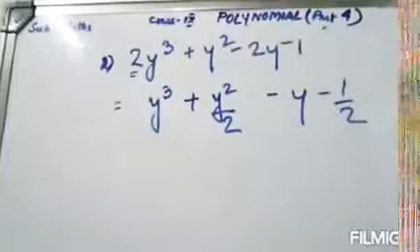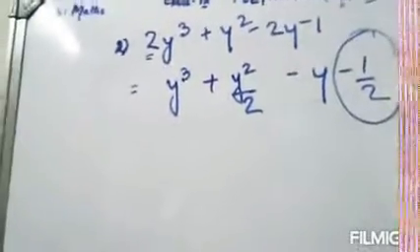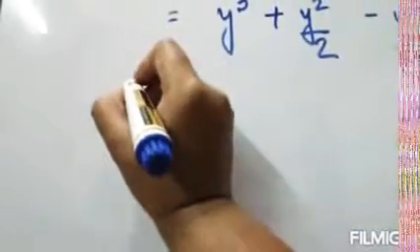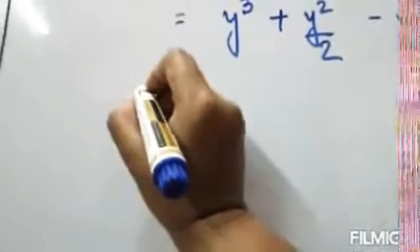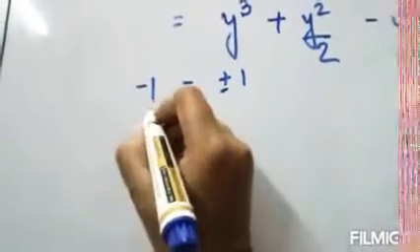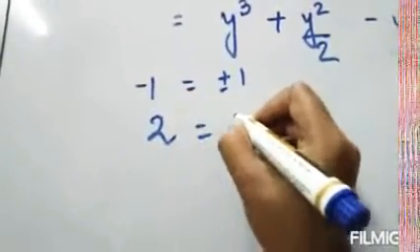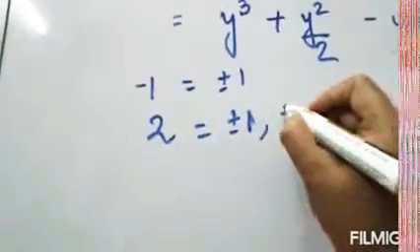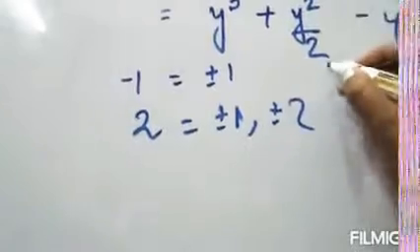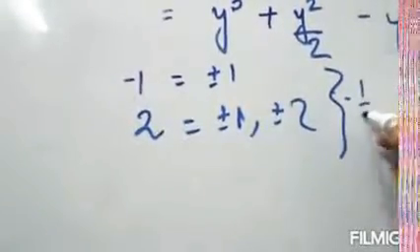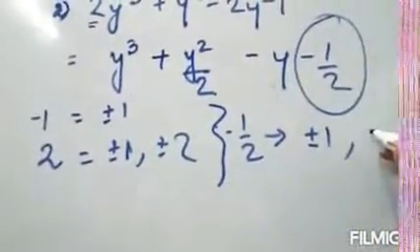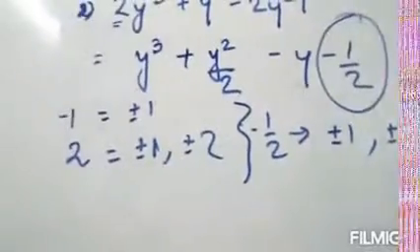Now what is my constant now? My constant is minus half. So as it is in ratio, I told you individually, what are the factors of minus 1? Minus 1 will have plus minus 1. And what are the factors of 2? Plus minus 1 and plus minus 2, correct? So the factors of minus 1 by 2 will be plus minus 1 and plus minus 1 by 2.